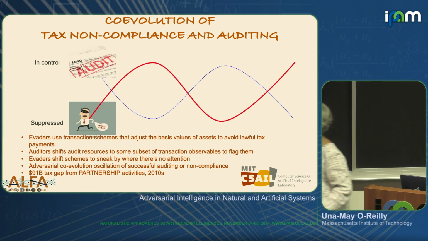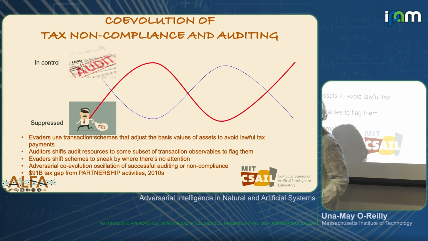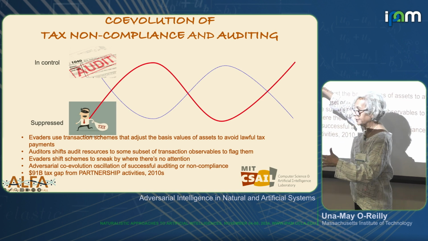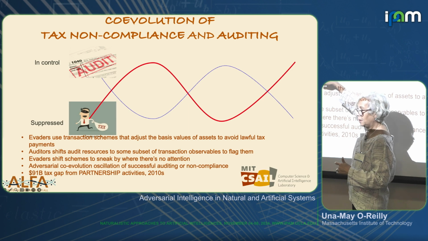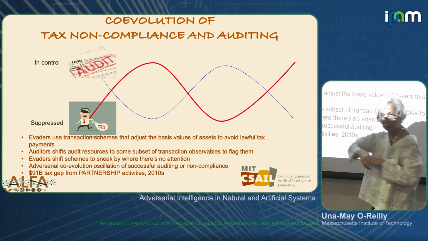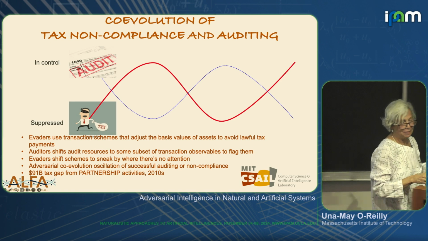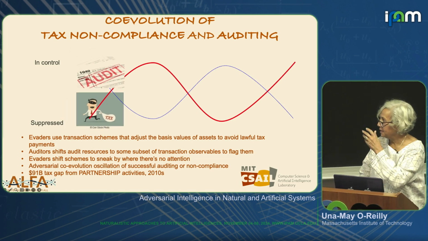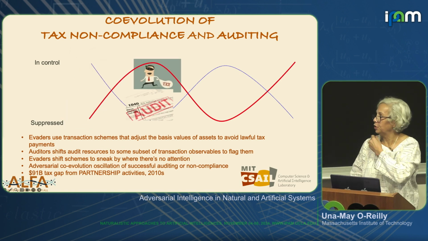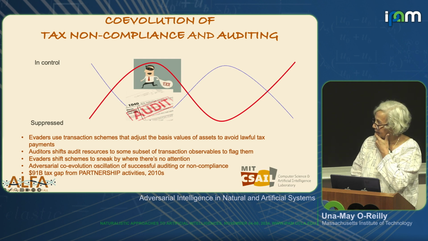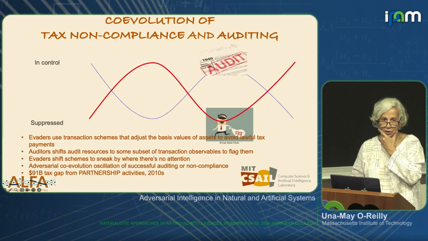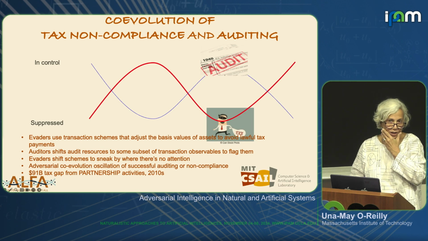But what happens is over time, the schemes evolve and they move to different behavior. And under those behaviors, the observables that the auditors are trained on are no longer going to be able to catch them, right? So what happens over time is you see this switch in who's actually ascendant, and this is our coevolutionary arms race here. It's kind of an oscillation.